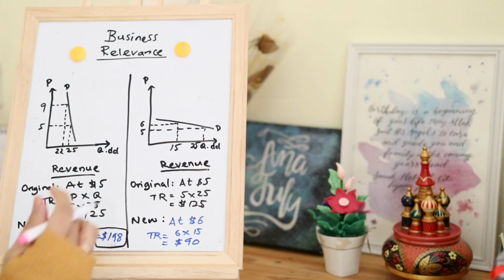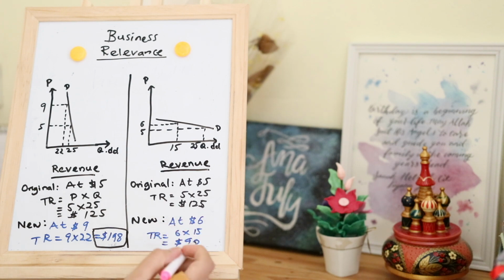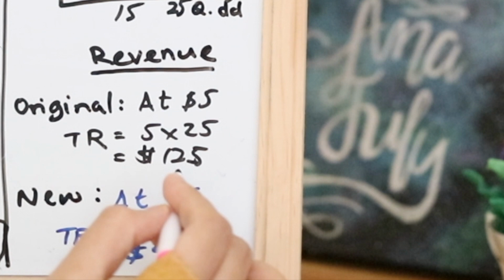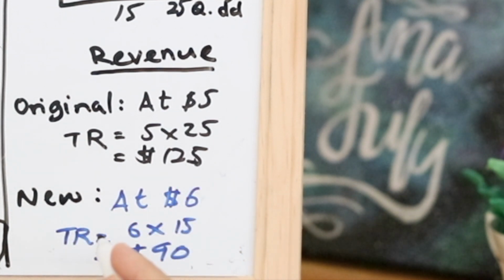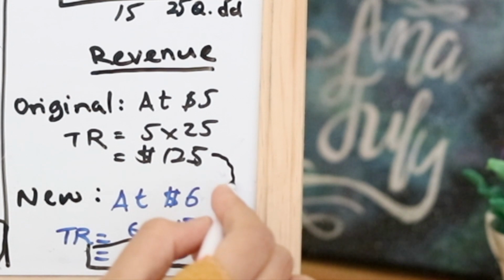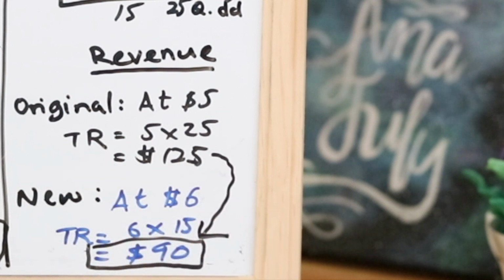198. How about the elastic demand curve? At $5, the original revenue is 125, but what happened when they increase the price to $6? What happened to the total revenue? The total revenue now falls from 125 to $90.